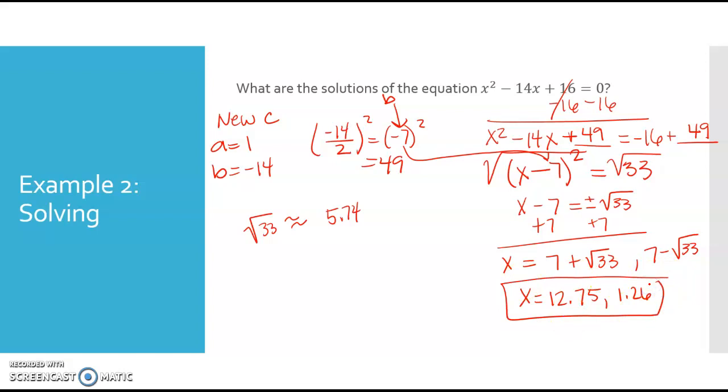And that's how we can use completing the square in order to solve. This is a method so that I can solve using square roots if I have that bx term. That's one way of doing it. I guess I should say that this negative 7 goes here if my x squared is 1. If it's not 1, then we've got to do a little bit more finagling. But that's what I got.